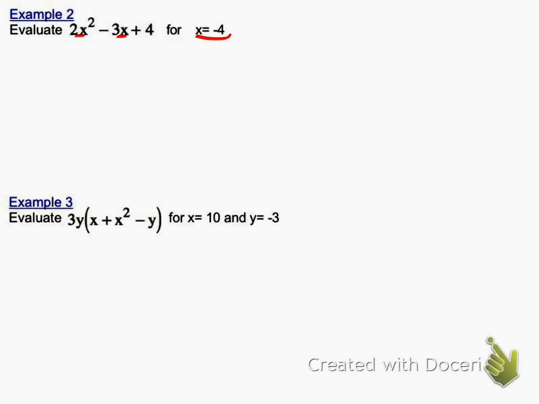So here we are at example number 2. Now we're just replacing x with negative 4. So in those 2 spots, we're going to put negative 4. So if we want to use a calculator, here's how it needs to work. We need to use parentheses around our x values.